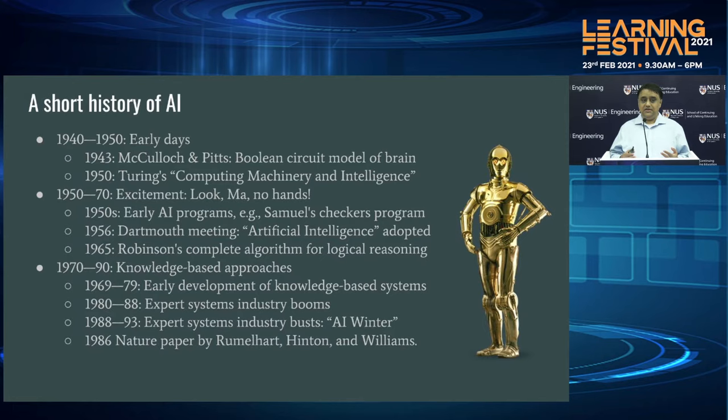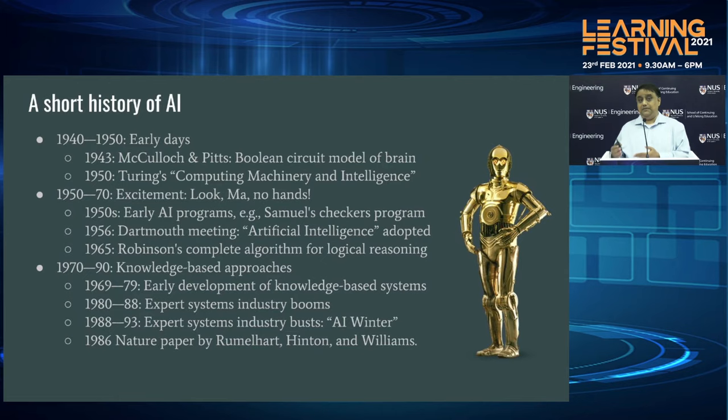And in the 70s and 80s, things start to become a little bit more systematic. So what I called knowledge-based approaches. All right. Also in 1986, there was a very important paper published in Nature by Rumelhart, Hinton, and Williams. And this was the paper that presented the algorithm called backpropagation, which is what we use to train the deep networks that are so popular these days.